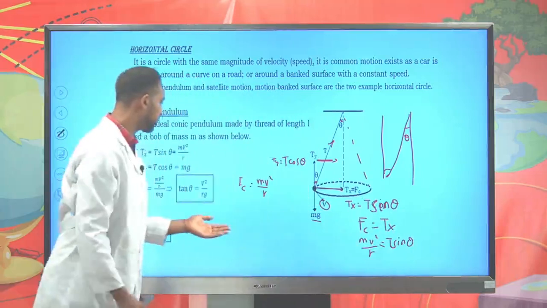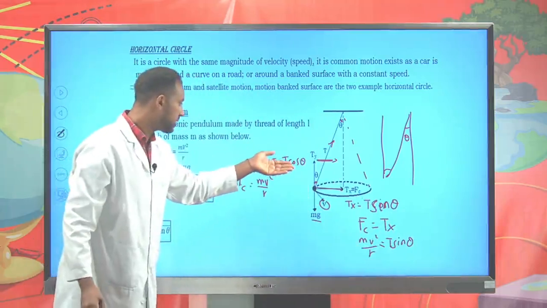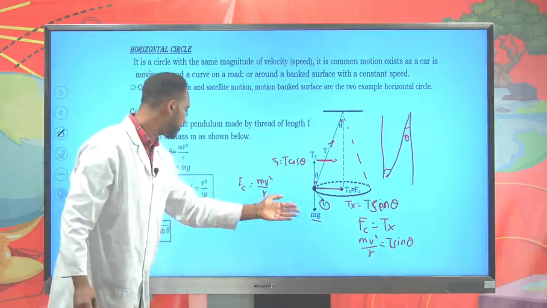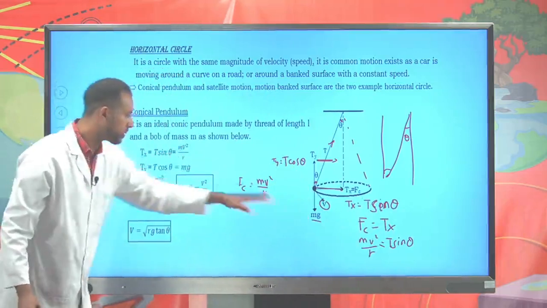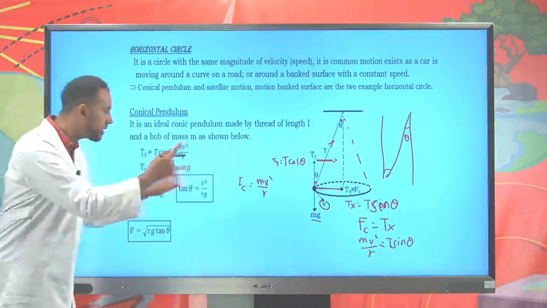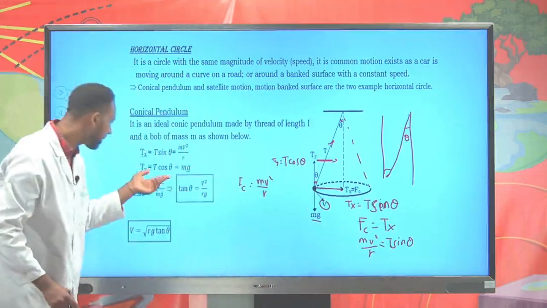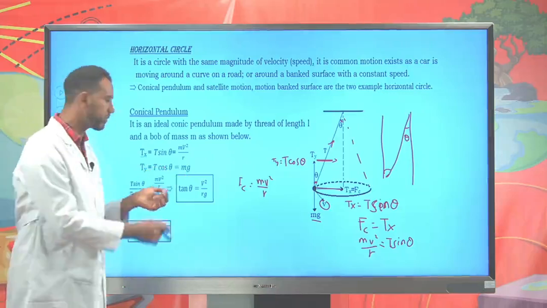Therefore, taking these two equations, T vertical is balanced by mg. Here you have Tx. T sine theta is counterbalanced by the tangential velocity term. But the vertical one, T cos theta, is counterbalanced by mg, the weight of the object.